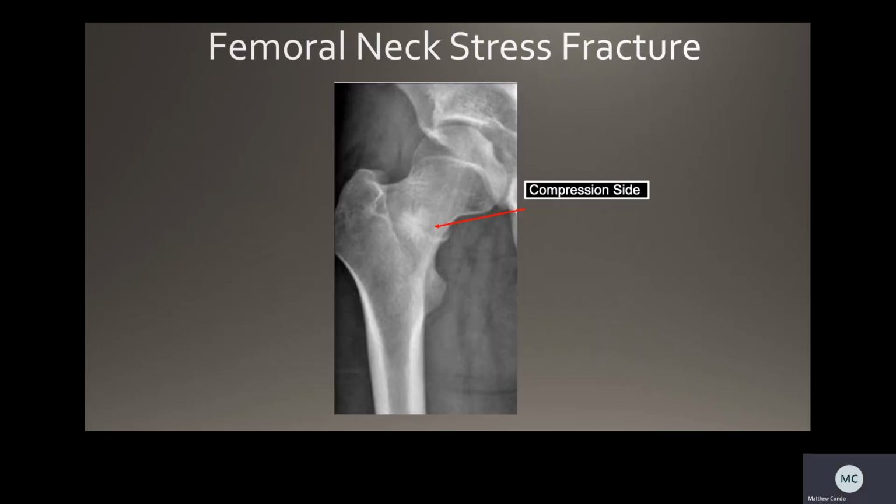This is another stress fracture as well. This is another pretty severe one. This one's not as severe as the last one, but definitely you can see that there's some buckling or some compression right at that femoral neck.